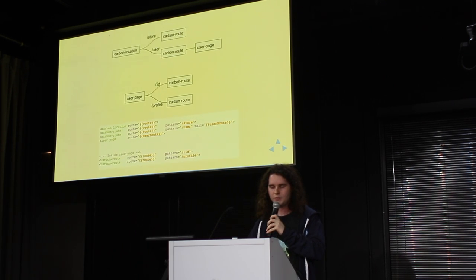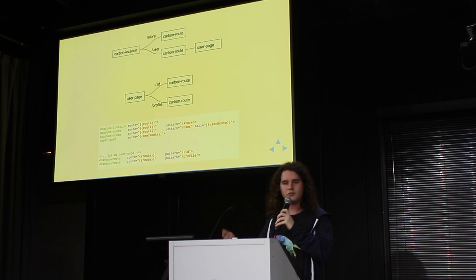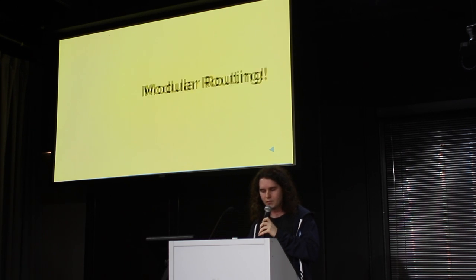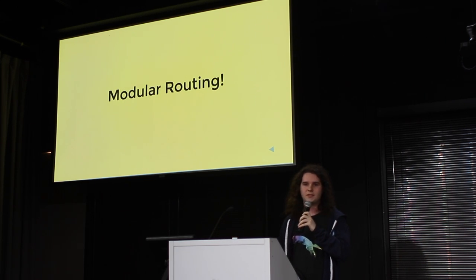So in this way, user page can be reusable. You can mount it at several different URL prefixes, and the routing information is very naturally spread throughout your app. So that's modular routing.